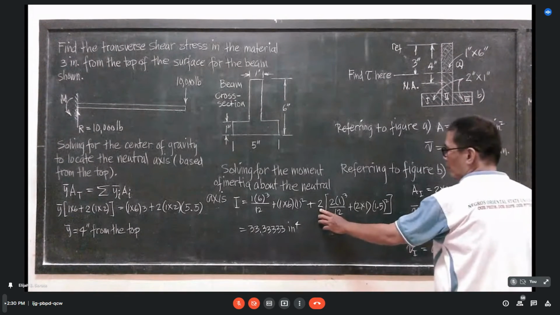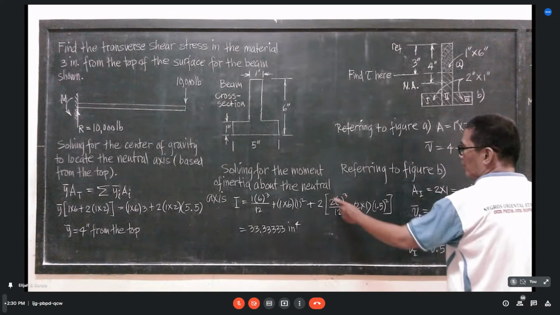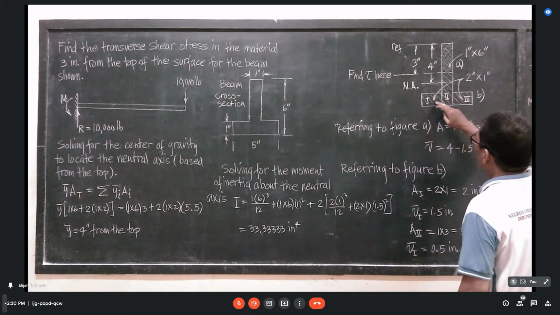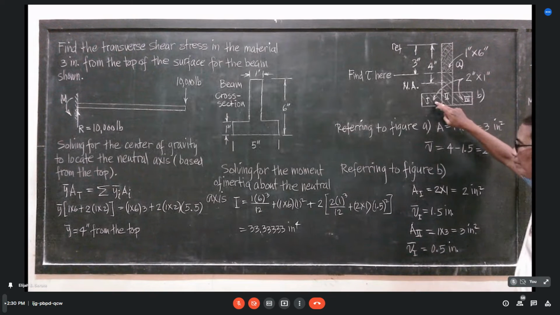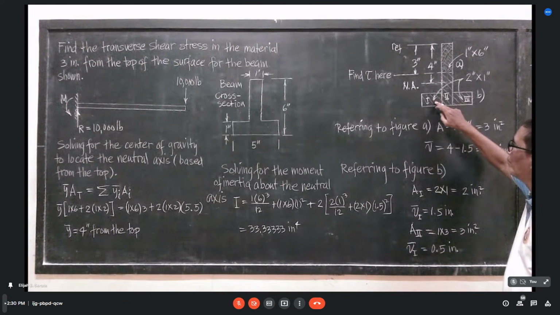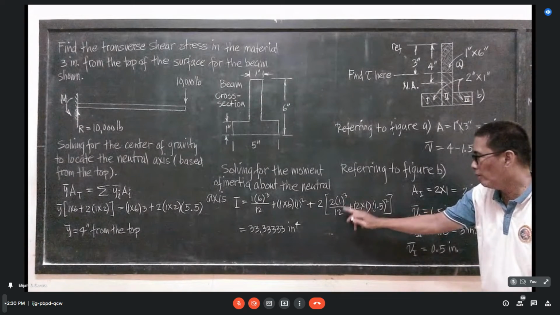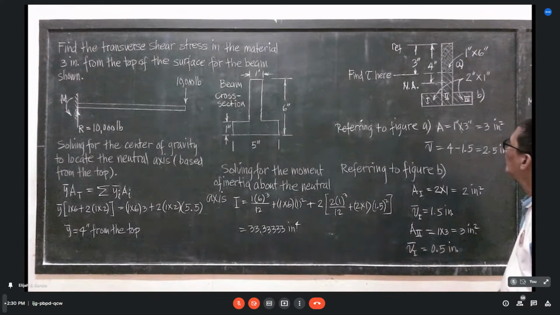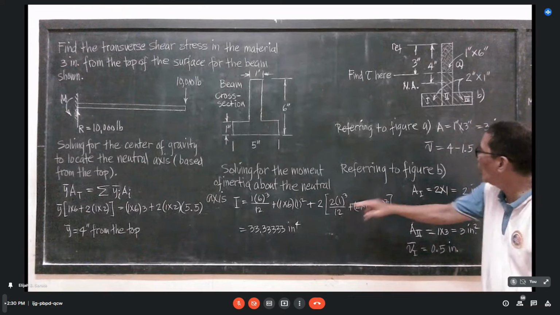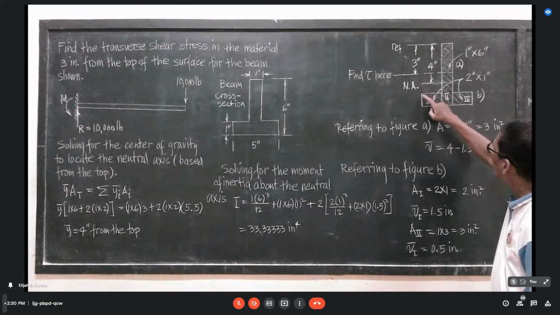Forget about the two. Let's look at this. What is the moment of inertia of this one about its centroid? BH cubed over 12. Kung sa man ang B, 2, then H, 1. So 2 times 1 cubed over 12. Muna siya ang moment of inertia of this area about its centroid.